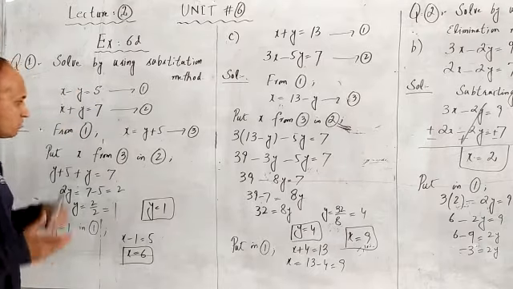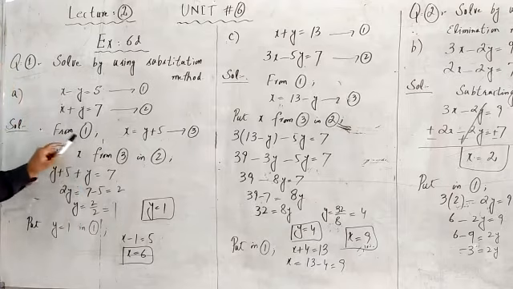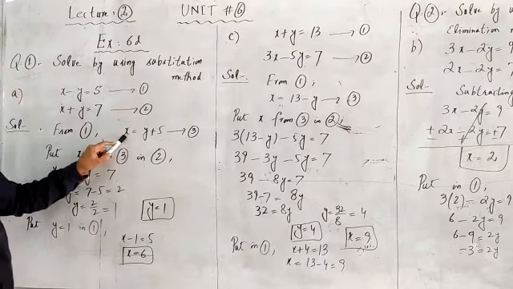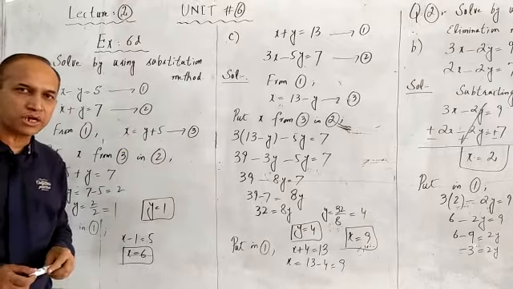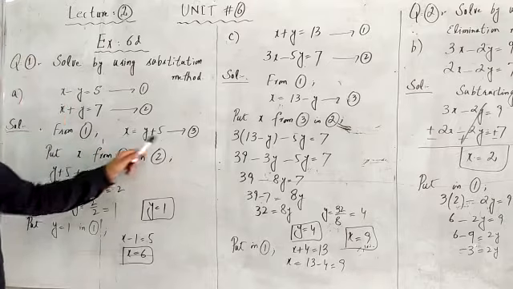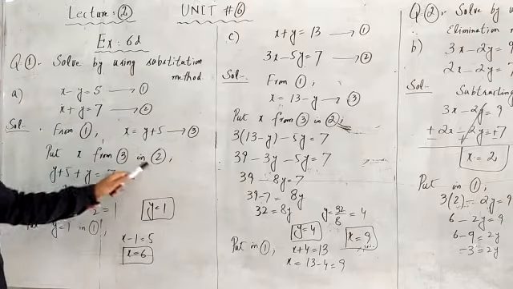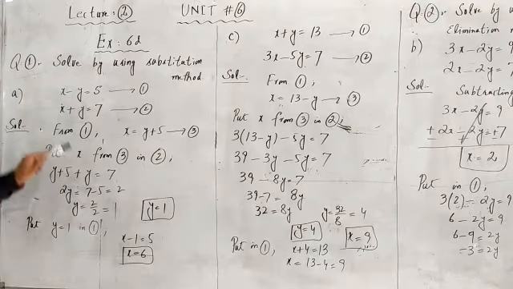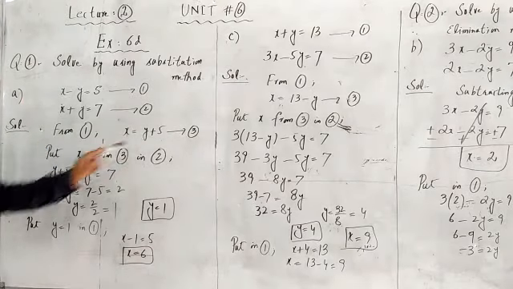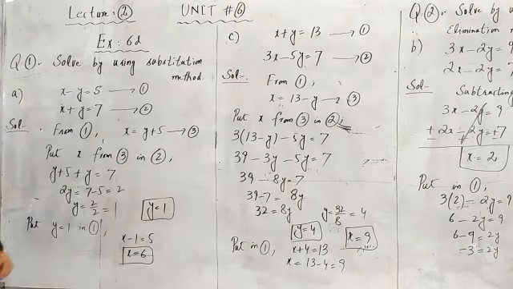So let's start. What is the method from 1? We take the value of x, we shift this y to the other side, we get x equal to y plus 5 and we call this equation 3. Now put this value of x from 3 in equation 2. So we get y plus 5. In place of this x, we put y plus 5 plus y is equal to 7.